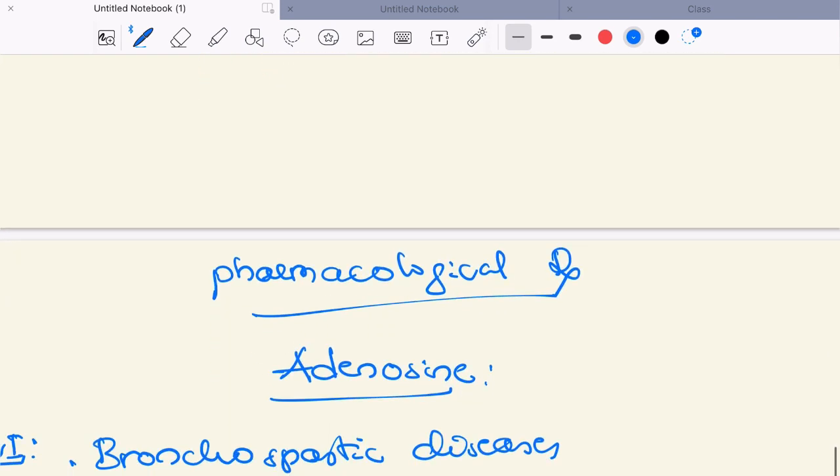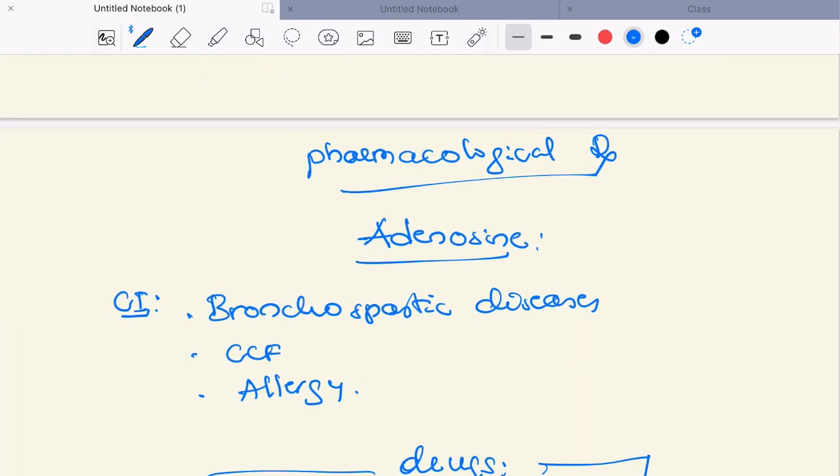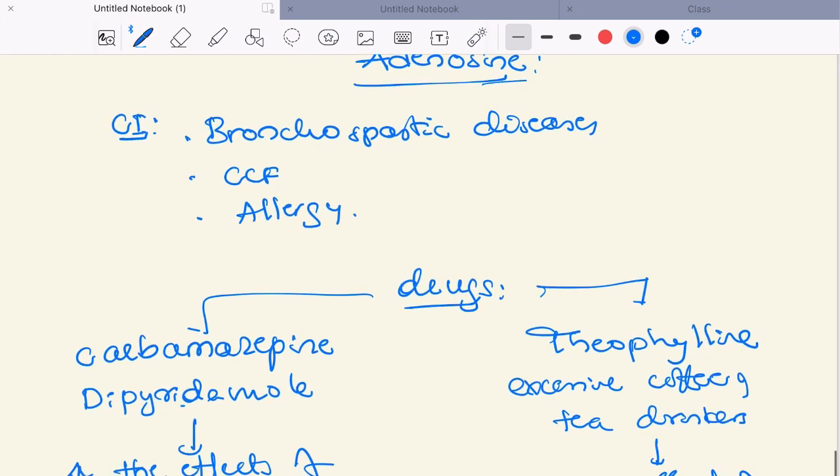Once it fails, you have to manage the patient with drugs. The drug you want to give is adenosine. Before giving adenosine, you should rule out possible contraindications. One is of course allergy to adenosine, and another is bronchospastic disease. If a patient with asthma comes with PSVT, you should not give adenosine. Or in patients with CCF, it is better not to give adenosine because it causes hypotension.